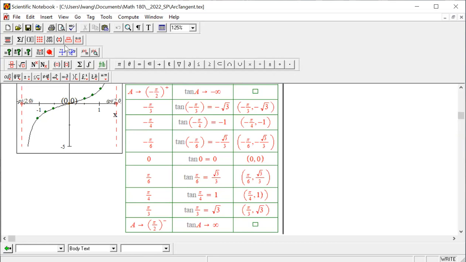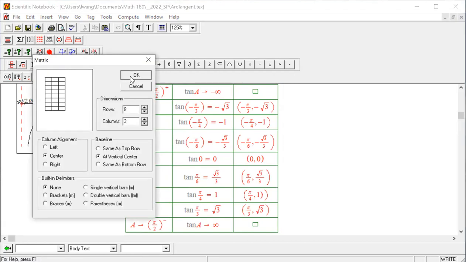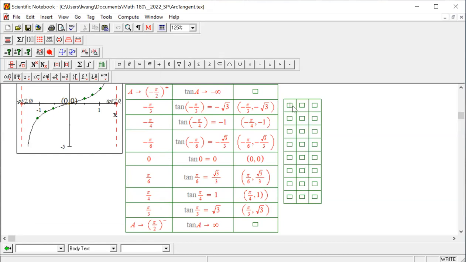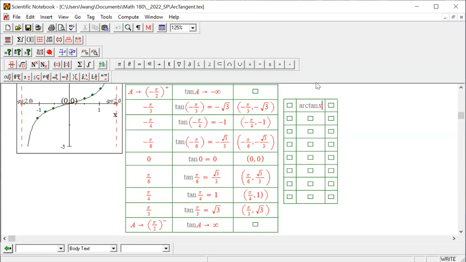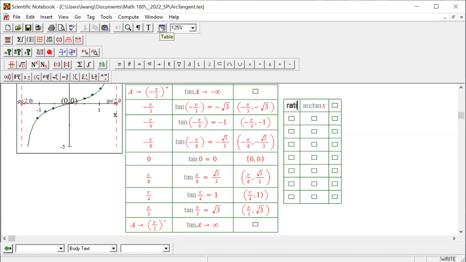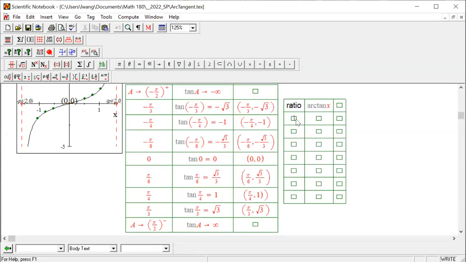So I'm going to make a table again. But this time, the input for tangent is angle, so now the input for arctangent is ratio. Ratio can be any real number. I'm not going to do these yet, but I'm going to do the first one.